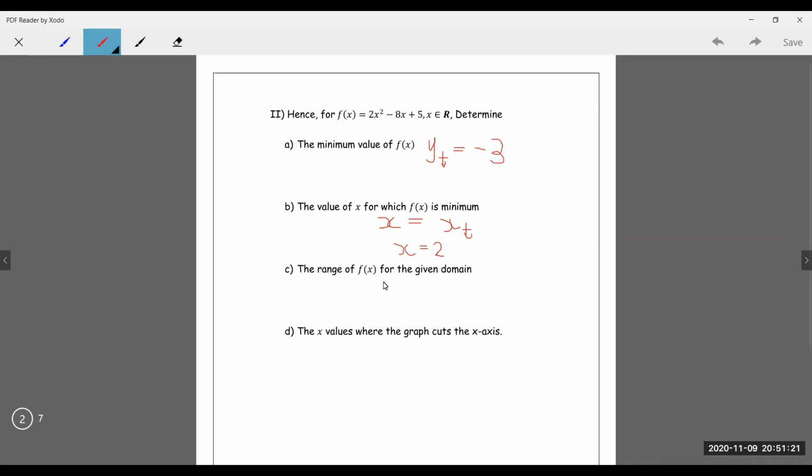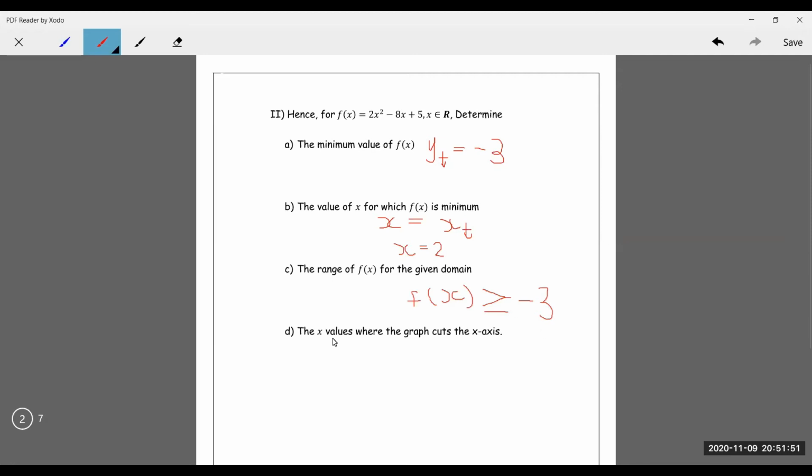So now the range of f of x, or the range of the function, is going to be that f of x is always greater than or equal to the minimum value, right? Because this is the lowest point on the curve. So f of x is always greater than or equal to -3. That's the range of f of x.